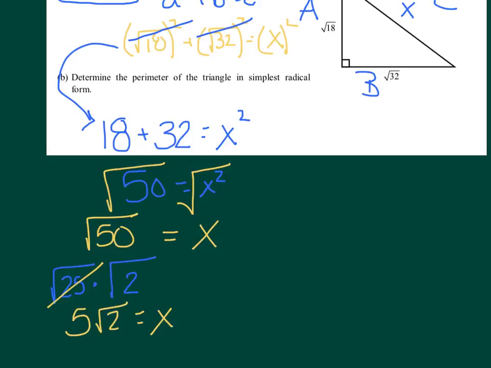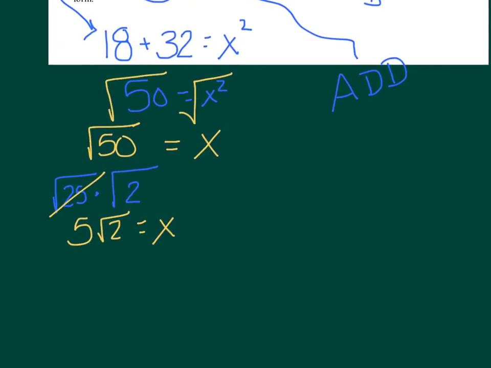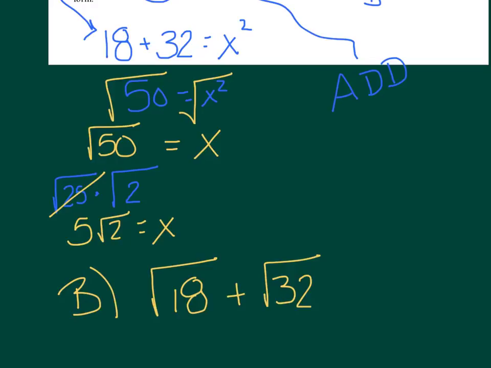Part B says determine the perimeter of the triangle in simplest radical form. Well, remember from your geometry days, the word perimeter means to add all the sides. So let's see, my 3 sides are radical 18 plus radical 32 plus 5 radical 2.